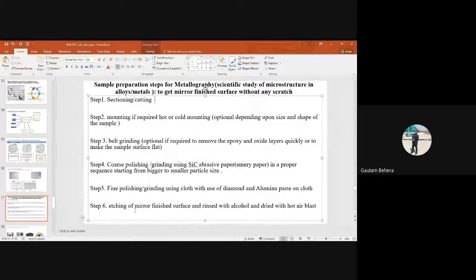So to do etching, we need acid and alcohol combinations, or alkali and alcohol combinations, or a mixture of acids and alcohol. Fine. Then the final step is what? We have to wash it with alcohol and dry it with a hot air blast. Now the sample is ready so that we can reveal the microstructure.